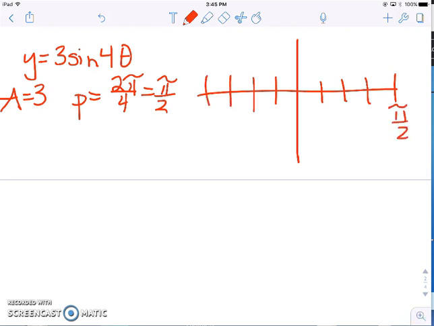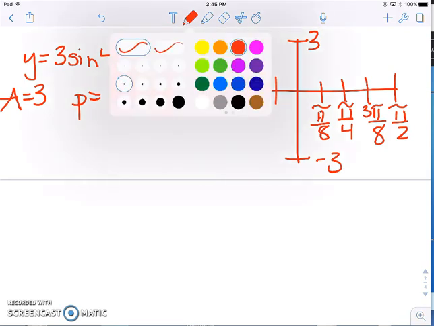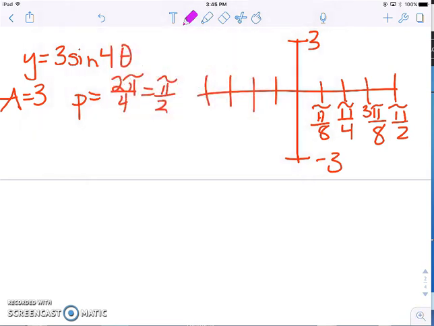Well, half of pi over 2 would be pi over 4. Half of pi over 4, we get pi over 8. So that's what we're counting by. 1 pi over 8, 2 pi over 8, so this would be 3 pi over 8. For amplitude, we'd mark 3 and negative 3. And it's a sine. Sine starts in the middle, and it's positive, so it would go up, middle, down, middle.